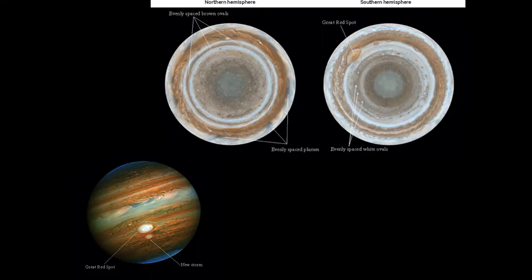Here's a top view. We talked about those brown spots again. There's the great red spot, that big storm. And notice here's a new storm that formed for a while. So Jupiter's atmosphere is constantly changing. Just think of it as one major cloudy storm system going around this huge planet.